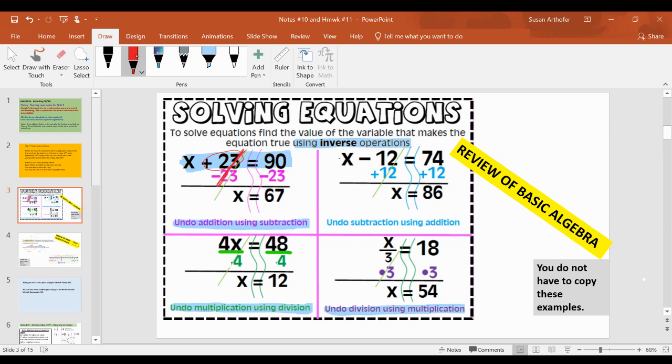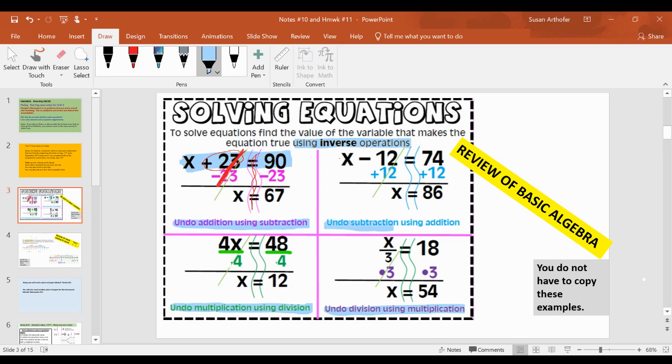23 minus 23 would be 0, and we can cross it out, and x would be equal to 67 because 90 minus 23 is 67. And we just draw this wavy line through equals to remember to do whatever we do on the left side, we do on the right.